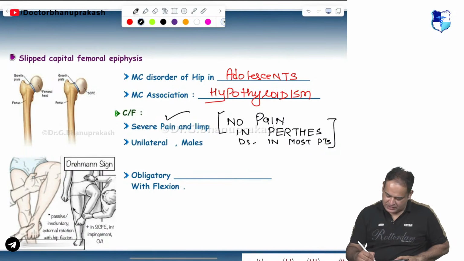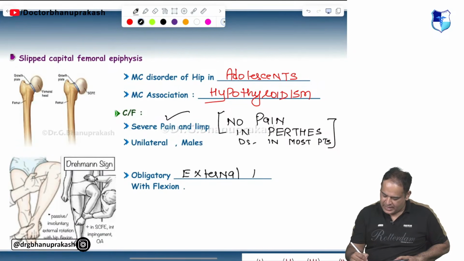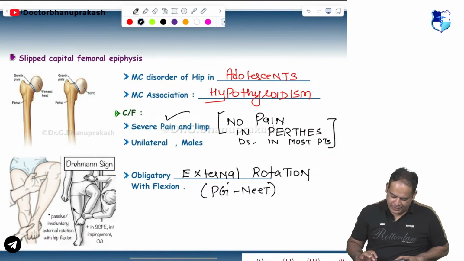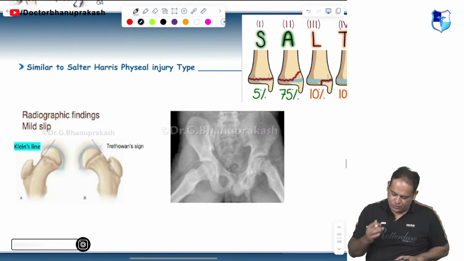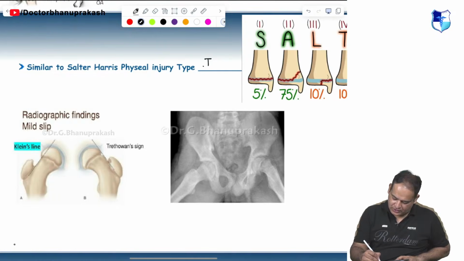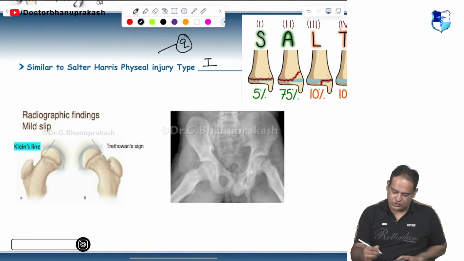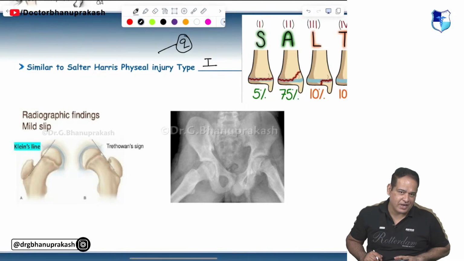Now, Drummond sign, obligatory external rotation with flexion. Now, this point is important only for NEET PG, I believe. Drummond sign. Now, they ask you that this injury is similar to which Salter-Harris classification? So, it is similar to Salter-Harris classification type 1.